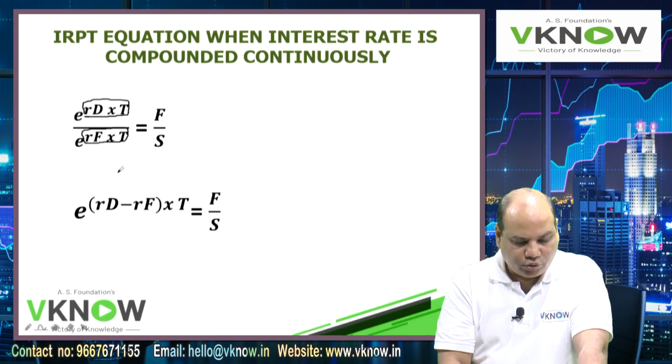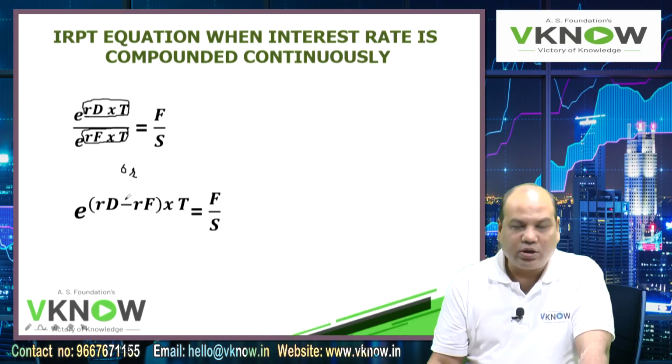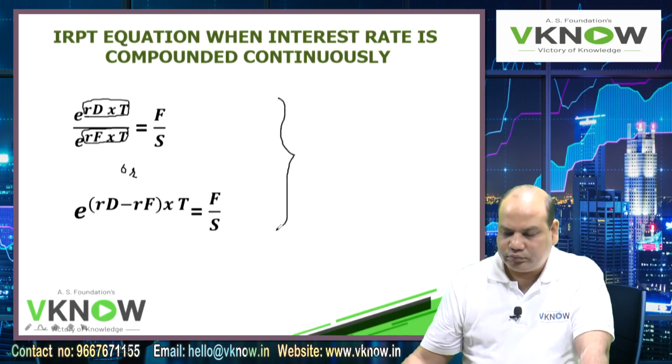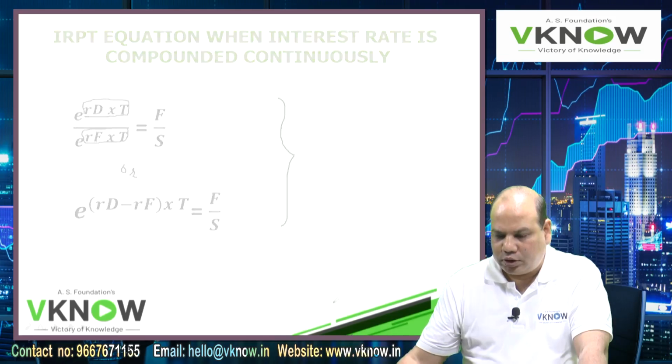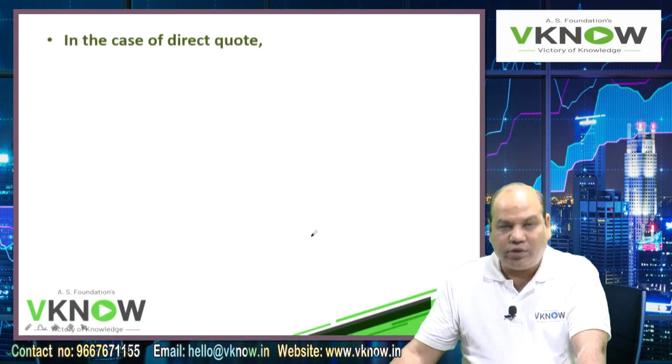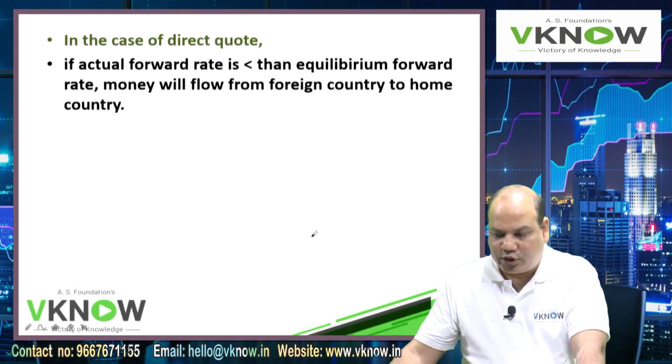Right? Have you noted this down properly? In the IRPT equation, when interest rate is compounded continuously, e to the power rd into t upon e to the power rf into t equal to f by s, or e to the power (rd minus rf) into t equal to f by s. We'll take an example on this a little later. Please keep noting down whatever you think is required for you for future reference.